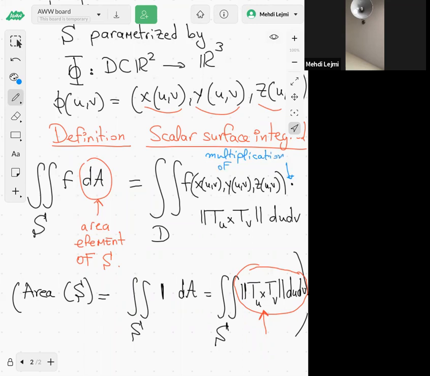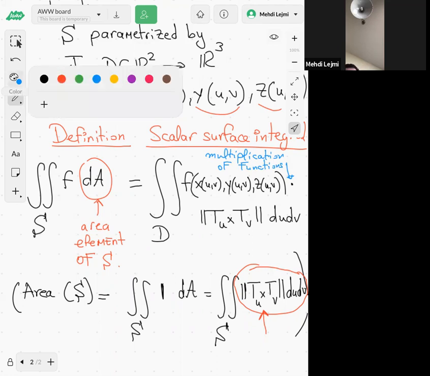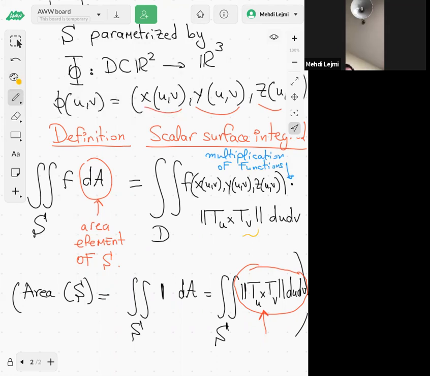This is a product of functions. Okay, f is a function. This norm here, the magnitude of the cross product, is also a function. Okay, so before the examples, guys, what would be an interpretation of this scalar surface integral?